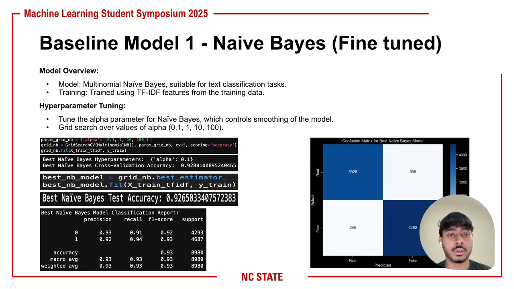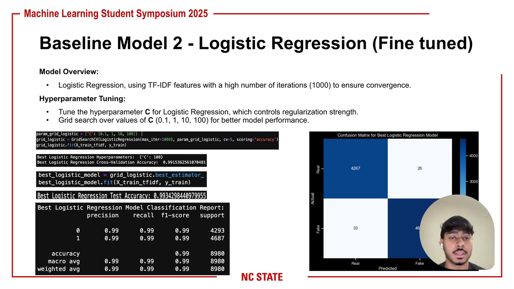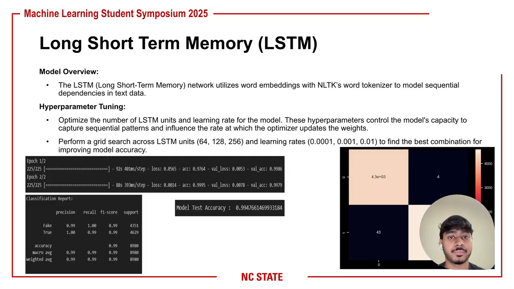For our baseline model one, we used a fine-tuned naive Bayes model, and we tuned the alpha parameter, which controls the overall smoothing of the model, and we performed a grid search over the different values of alpha. We were able to get a top accuracy of 92.65% with about 700 misclassified instances. Our second baseline model is a fine-tuned logistic regression model with very similar fine-tuning, and we were able to get a top accuracy of 99.34% with only about 60 misclassified instances.